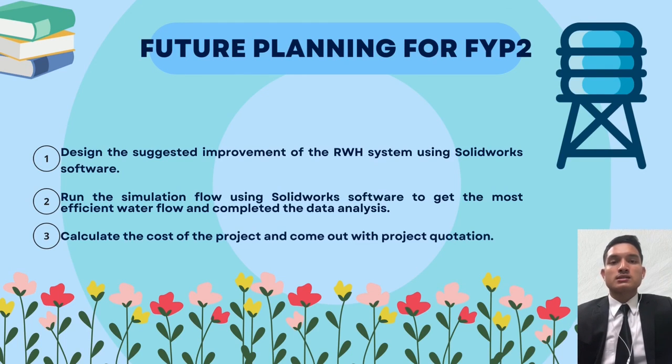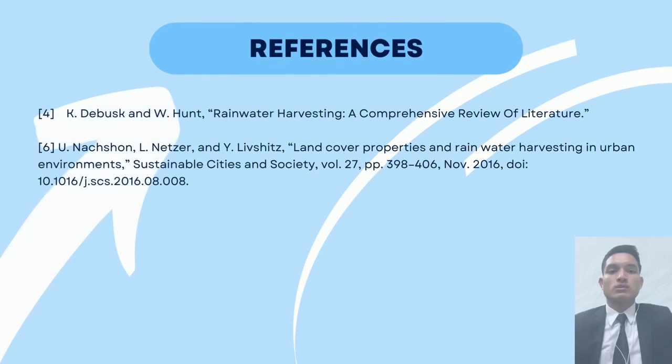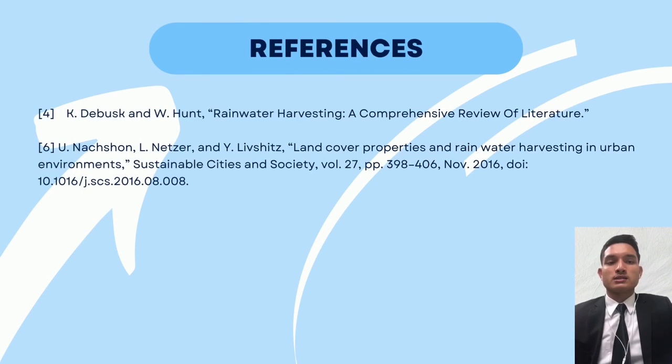Number 1, design the suggested improvement of the rainwater harvesting system using SolidWorks software. Second one is to run the flow simulation using SolidWorks software to get the most efficient water flow and complete the data analysis. The third one is to calculate the cost of the project and come out with a project quotation. Next we go to the references, and these are the references used in this entire slide. As we can see, there are only 2 references used in this slide.